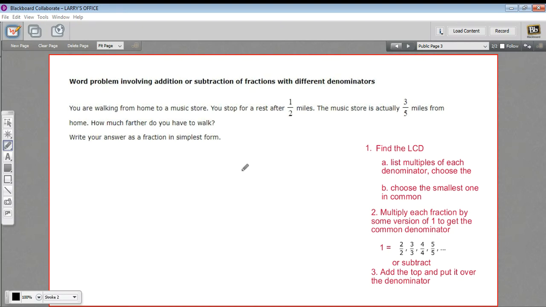Here we have a word problem involving fractions. Probably two of your favorite things, word problems and fractions, but we'll make this as easy and simple as we can. Let's just try reading and understanding the word problem first.